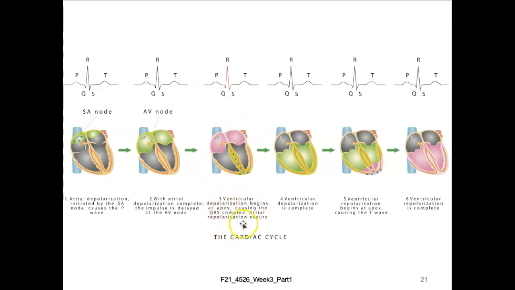At the same time that this is happening, the atria are relaxing and they're going back into repolarization, into their resting state. This little flat line here is the resting part of the heart. And then this T wave here is when the ventricles start to relax and repolarize. And that's when you get the T wave. And then you get your flat line again, to start all over again, when the ventricles repolarize.